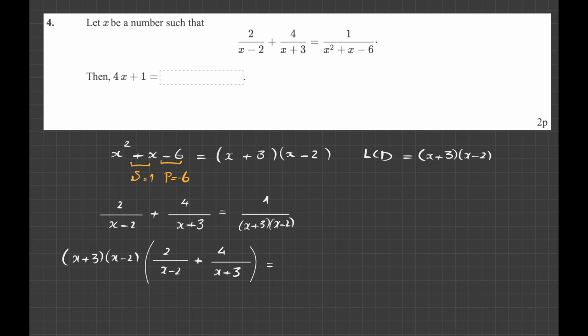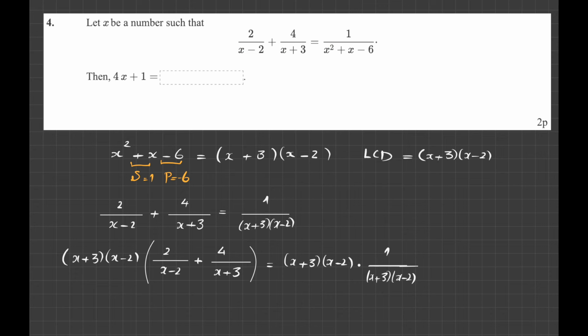Yes, and then on the right hand side the same thing. x plus 3, x minus 2. Yes? Okay.